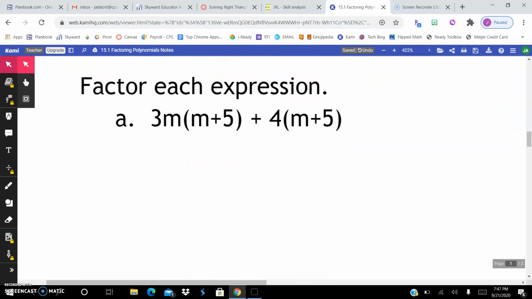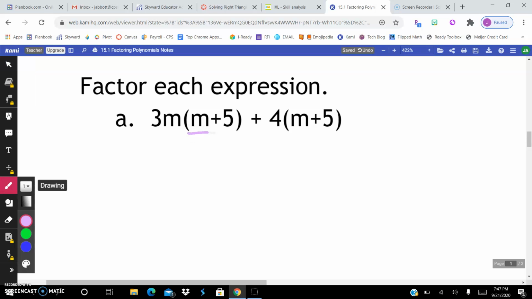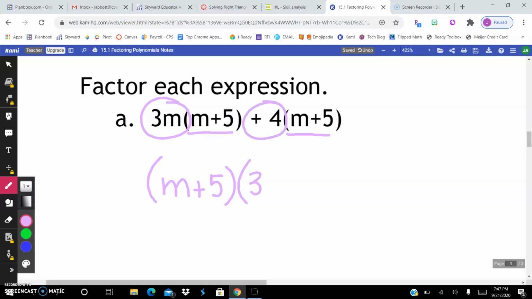Now for this, factor each expression. If you look carefully here, you can see that both terms have this m plus 5 in common. So that is their greatest common factor. What is left over? There's a 3m and a plus 4. So that is what gets written in the parentheses as being left over. And that is your final answer.